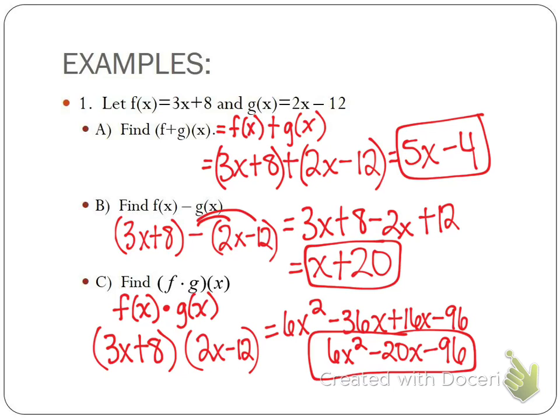So really, looking at this example, none of this is new operations. These are all things that you've done before. You have had to add polynomials together. You've had to subtract polynomials. You've had to multiply them. It's just that the directions are written in a different way.